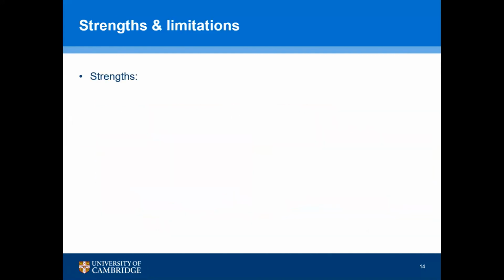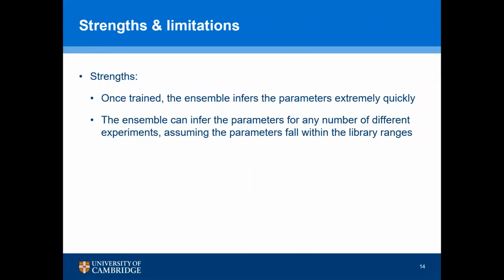So the strengths of this proposed method are that once trained, the ensemble infers the parameters of the model extremely quickly. The ensemble can also infer the parameters for any number of different configurations. So for example, if we were to increase the gas flow rate or change the chemistry or change the perturbation amplitudes, we wouldn't have to recreate a library and retrain the neural networks. This method is actually general, and we can generate parameter estimates extremely quickly, assuming the correct parameters lie within the library ranges.